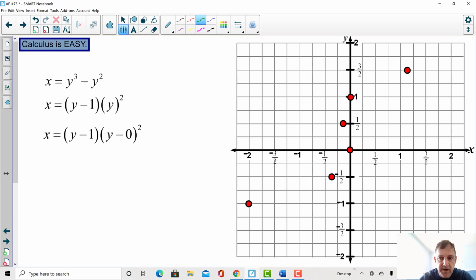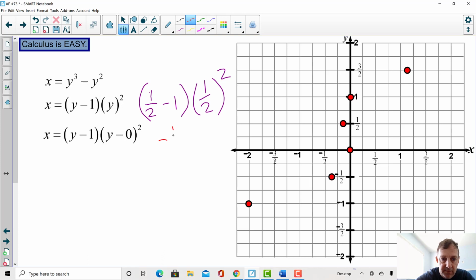Let's plug in y equals 1/2. When I plug in y equals 1/2, I'm going to get negative 1/2 times 1/4, so that's negative 1/8. So on my x-axis, that's approximately right here. The most important thing is that it's negative.